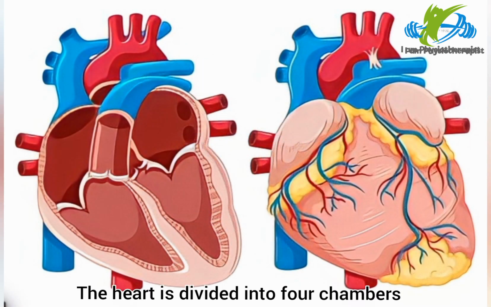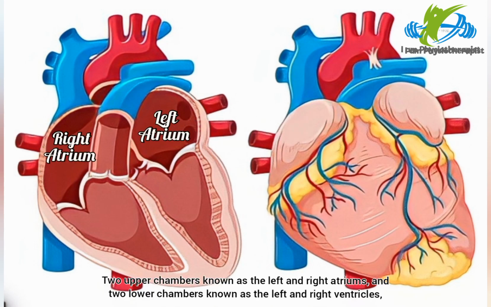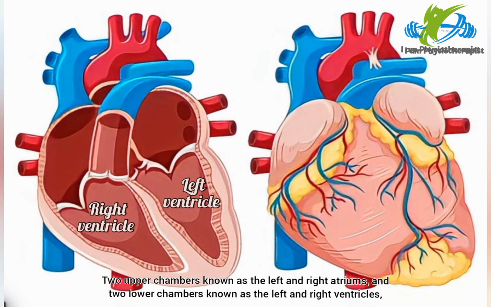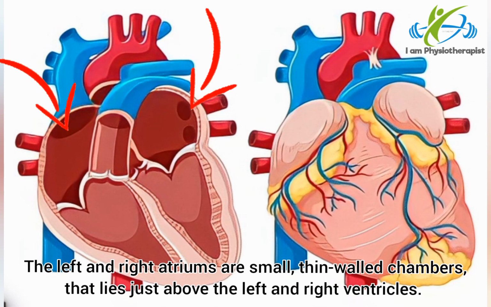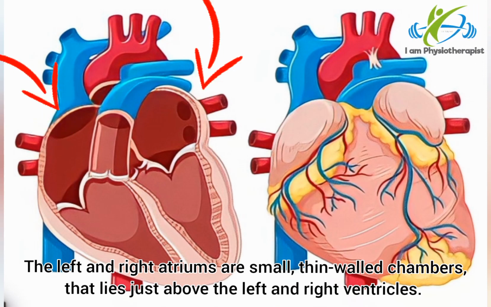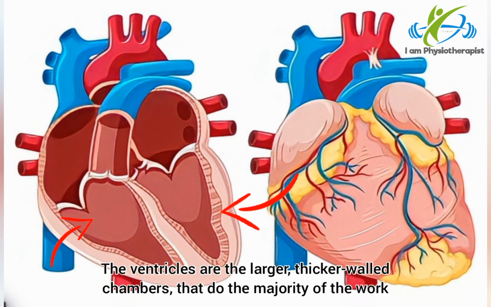The heart is divided into 4 chambers: 2 upper chambers known as the left and right atriums, and 2 lower chambers known as the left and right ventricles. The left and right atriums are small, thin-walled chambers that lie just above the left and right ventricles. The ventricles are the larger, thicker-walled chambers that do the majority of the work.